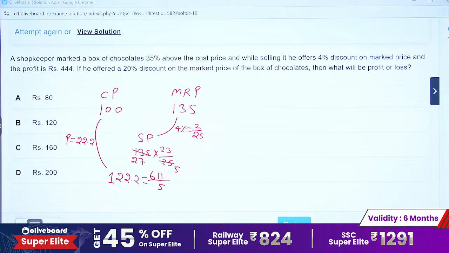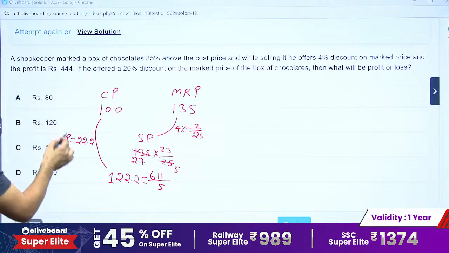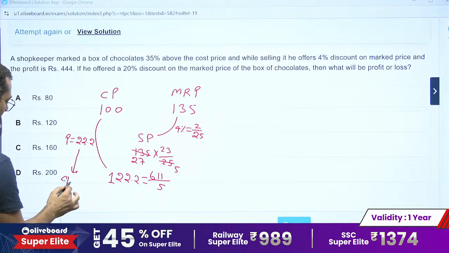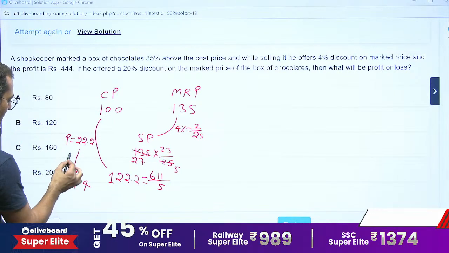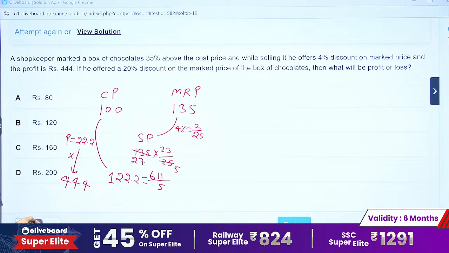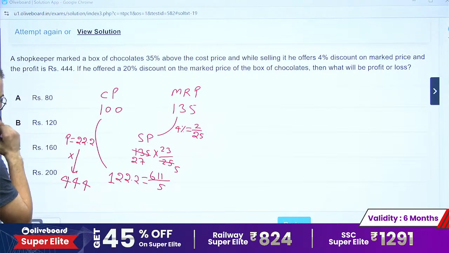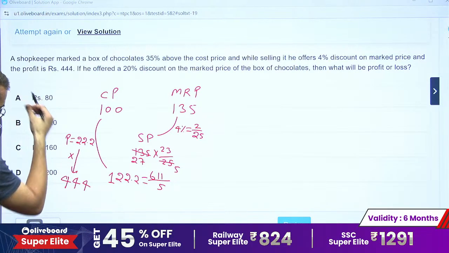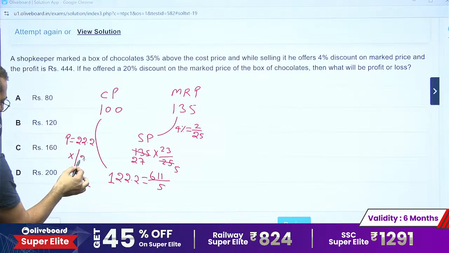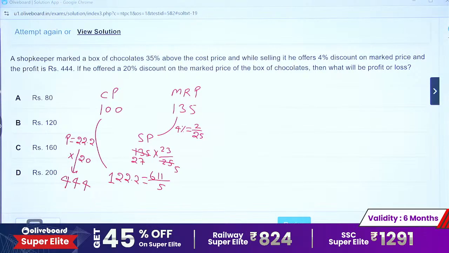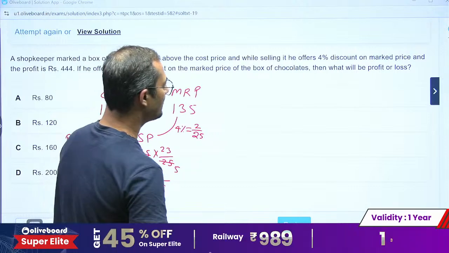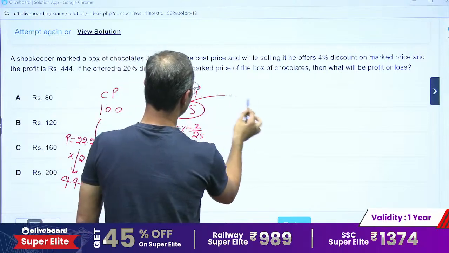So the question is saying mark price, the profit is, see, the profit is how much? So just compare, profit is 444. So how much time? So it is going to be 20 times, right? It is going to be 20 times. So what will be the profit when it is going to discount, right?